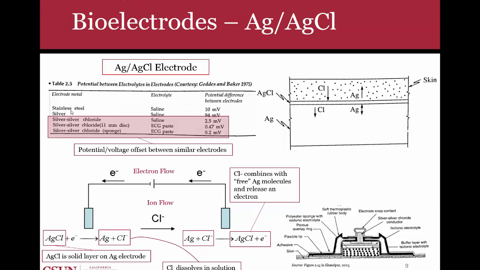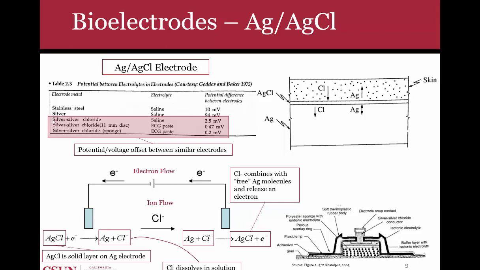So you can use stainless steel electrodes, and in fact these are mainly used for measuring EMGs invasively. And you see that if you put two stainless steel electrodes in saline, which is basically an electrolyte, you'll get a 10 millivolt difference between those two stainless steel electrodes, which is very small compared to what you were getting earlier. If you put two silver electrodes, you won't get 0, you will get 94 millivolts.